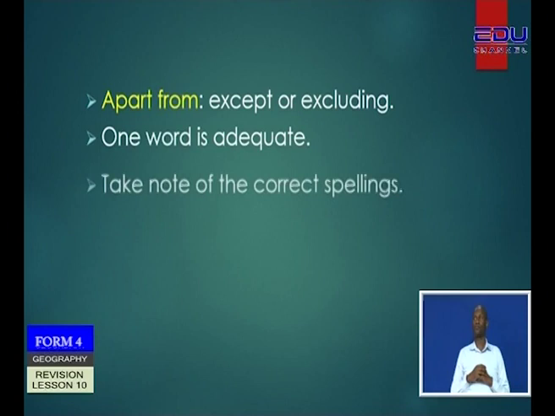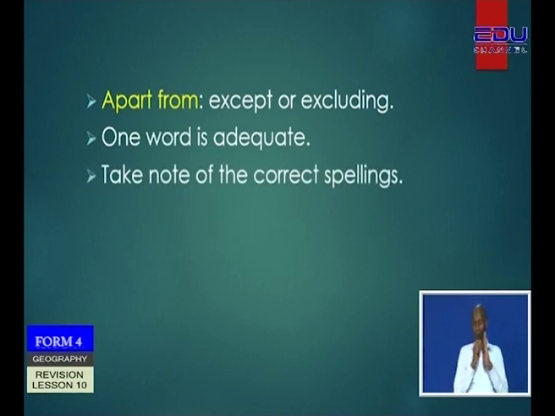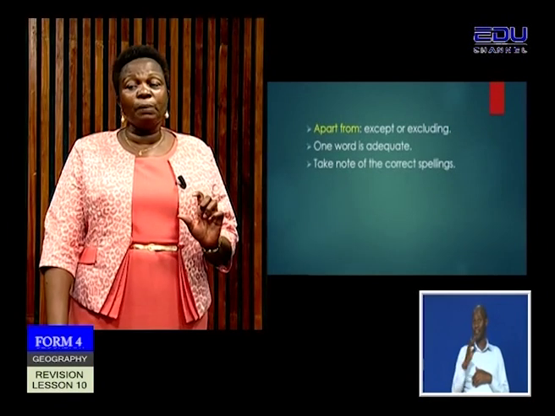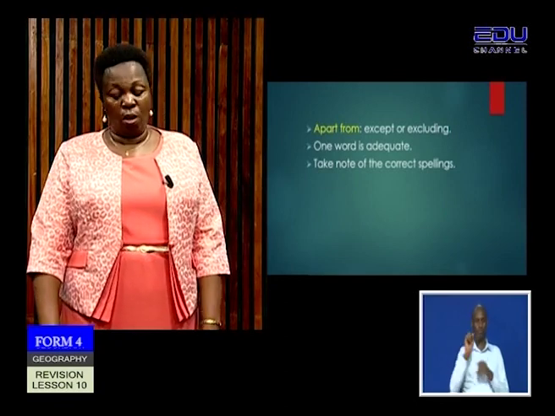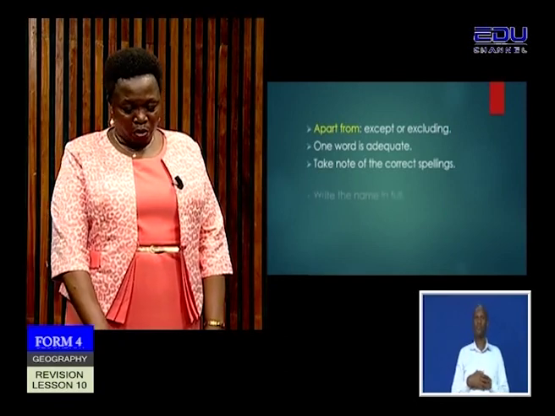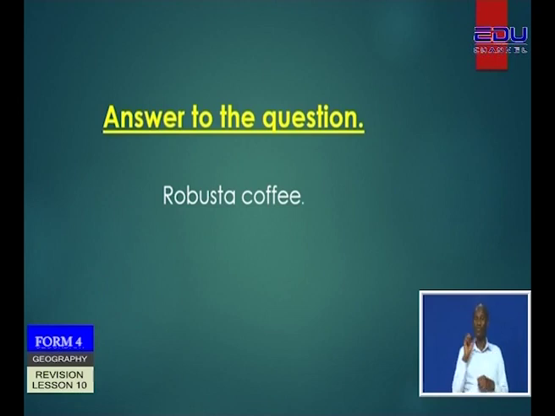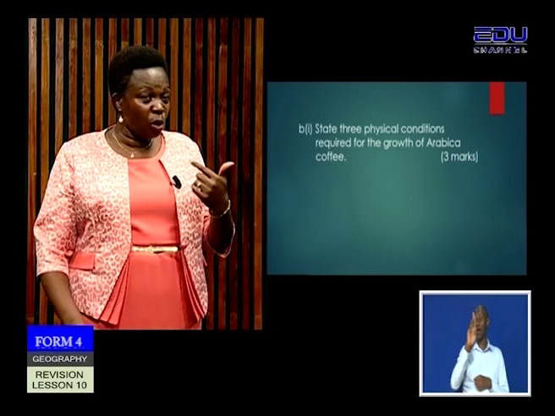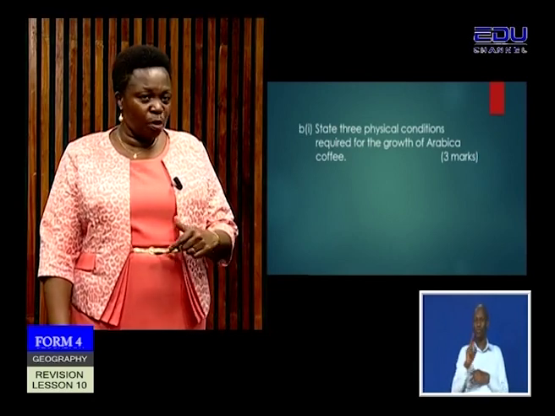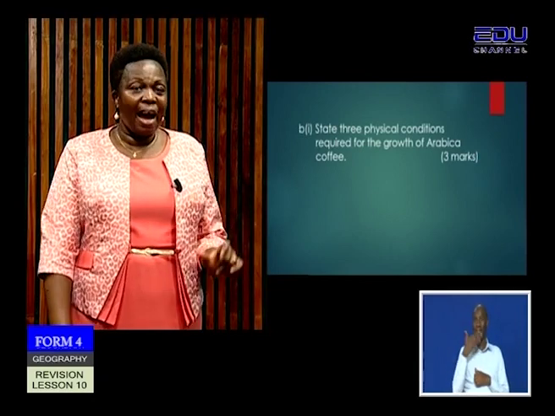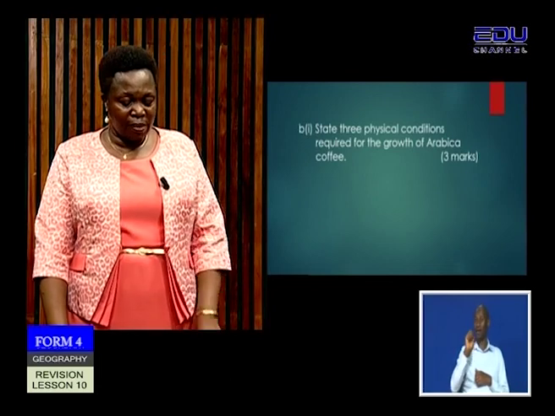Now, the answer, you have to take note of the correct spellings, because if you do not get the spellings, then you are not going to score in terms of such a question. Also, write the name in full. Make sure that you write the name in full. Now, the answer to this question is Robusta coffee. So in Kenya, we have Arabica coffee and Robusta coffee. But the question was asking you apart from, which means you are not supposed to have answered Arabica coffee. It was just Robusta coffee.